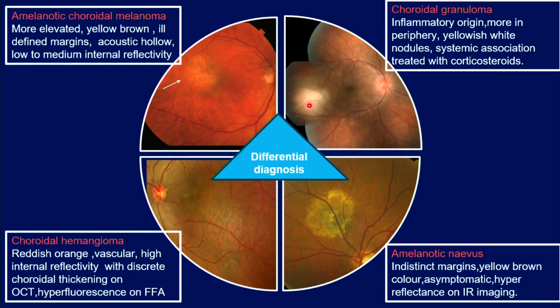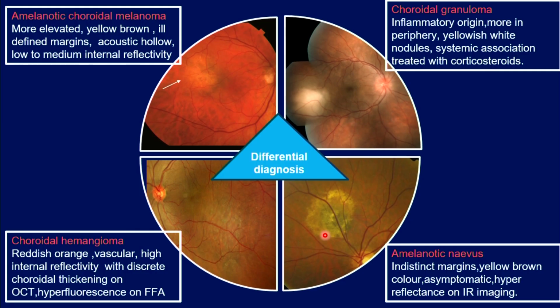Whereas choroidal granulomas are inflammatory in origin. They are mostly seen in the periphery, yellowish white, and associated with systemic causes. They're treated with corticosteroids. Choroidal hemangiomas, you cannot appreciate it here, but they have a reddish-orange hue with vascularity and a high internal reflectivity. There is also a discrete choroidal thickening seen on OCT.